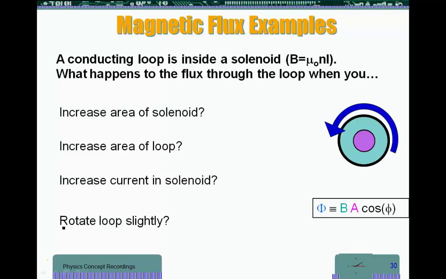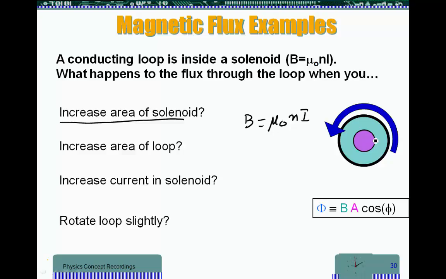Okay, we have a different situation here. We have a solenoid and we have a ring, a loop, inside that solenoid. And we have several questions. First, what happens to the flux through the loop when we increase the area of the solenoid? Increasing the area of the solenoid is not going to change anything, because remember, the magnetic field inside the solenoid is given by mu0 n I. That does not depend on the area of the solenoid.